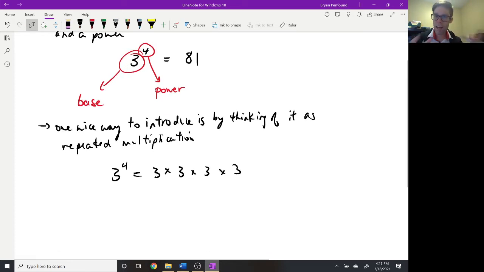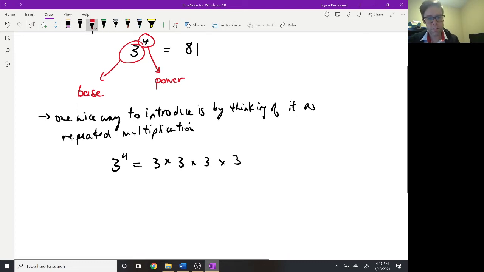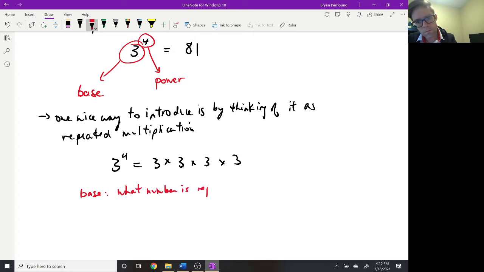So the base and the power tell us different things with regards to this representation of thinking about exponentiation as repeated multiplication. So the base tells us some information, right? The base essentially tells us what number is repeated inside of the string of multiplications that we get. And the power essentially tells us how many times to repeatedly multiply something.